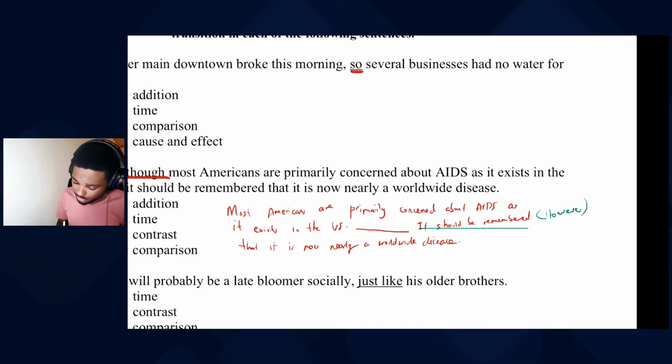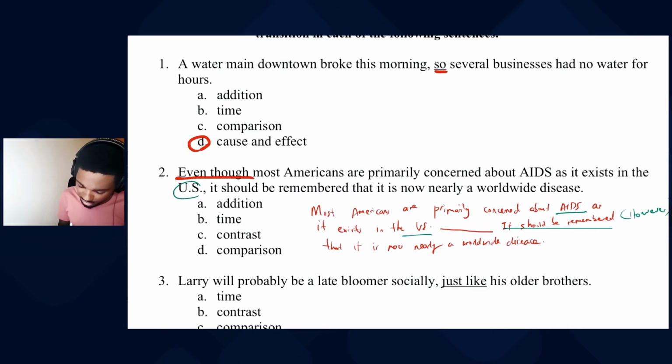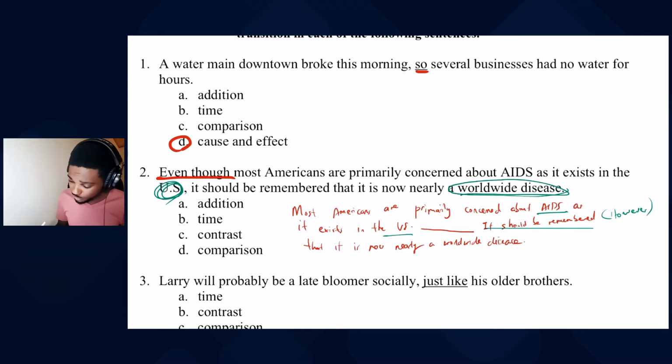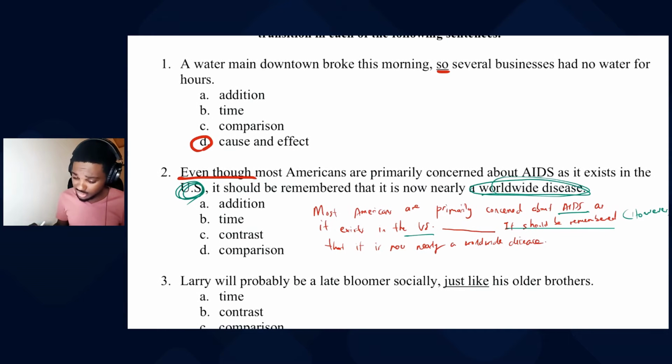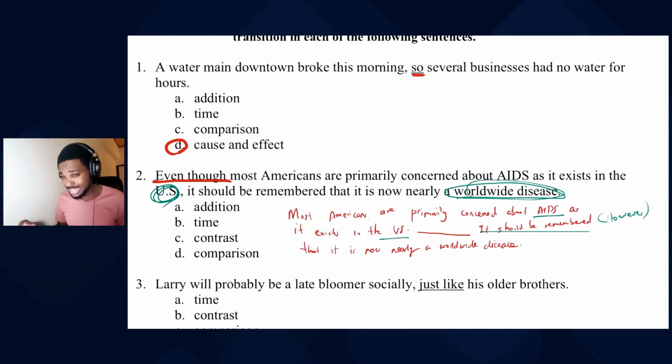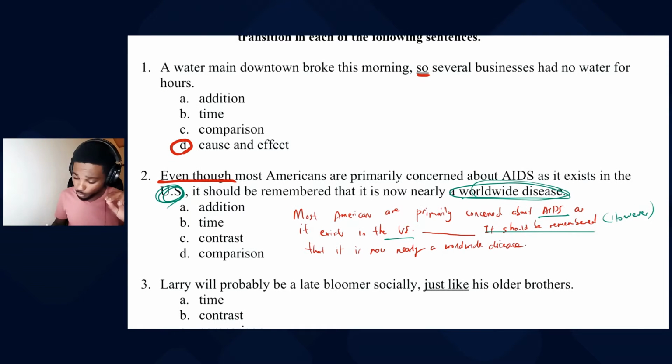So we see the Americans, they are concerned about AIDS as it exists in the US. But we want to remember that AIDS is now nearly a worldwide disease. So what's the idea? There's a contrast here between how the Americans think about AIDS as a US problem and the reality that AIDS is not just a US problem, but almost a worldwide problem. So when you look at these two ideas that are being linked, the relationship is that while the Americans think it's just about America, the reality is different. The reality is a very different one.